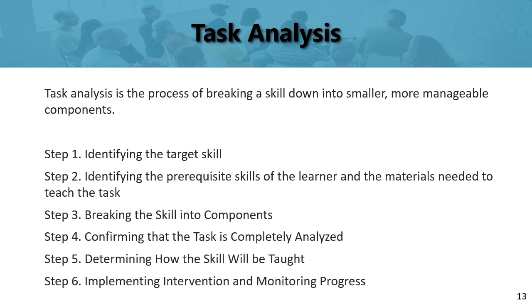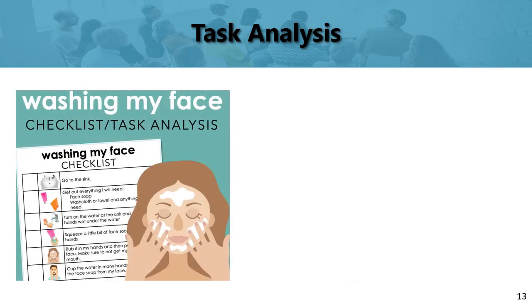Task analysis is the process of breaking a skill down into smaller, more manageable components. Step 1, we identify what the target skill is and the prerequisite skills that the learner will need to have. We then break that skill into components, confirm that the task is completely analyzed, determine how the skill will be taught, and then implement the intervention and monitor progress.